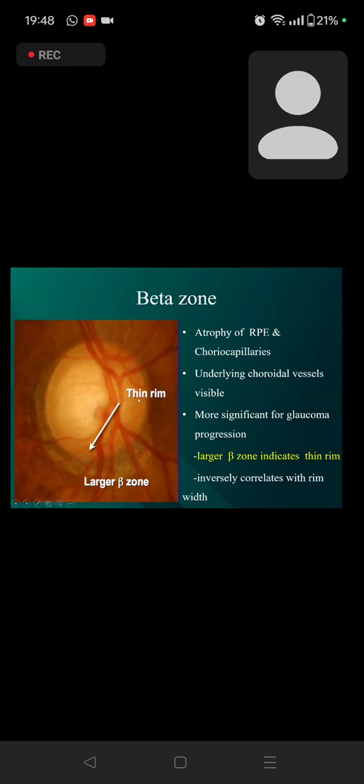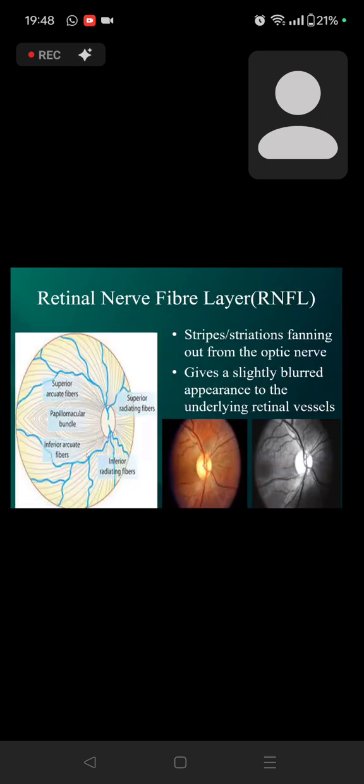So the rim thickness is inversely proportional to the size of the beta zone. If the beta zone is thicker, then the neuroretinal rim loss is more. Then coming to the retinal nerve fiber layer, so, shortly on anatomy.